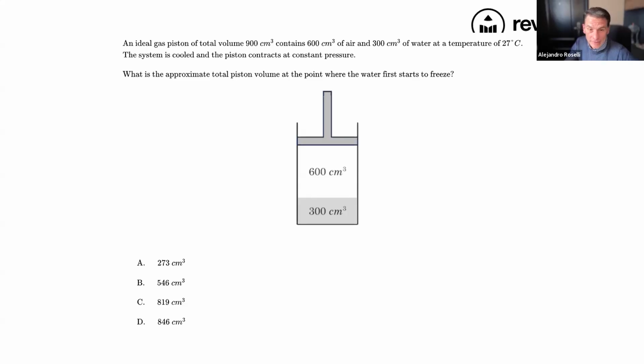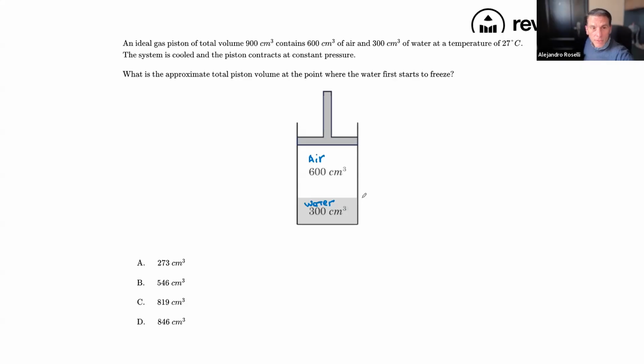Okay, let's see. This might be a tricky problem for some of you, especially because we have some liquid water over there. Well, okay, let's read. An ideal gas piston of total volume 900 cubic centimeters contains 600 cubic centimeters of air, I'll just write air in here, and 300 cubic centimeters of water, at a temperature of 27 degrees Celsius.